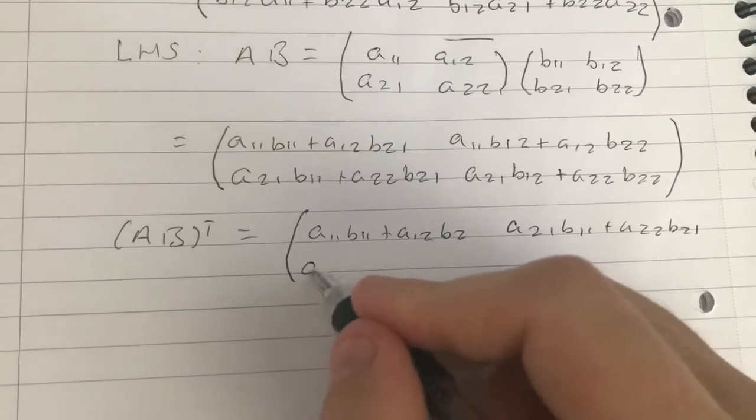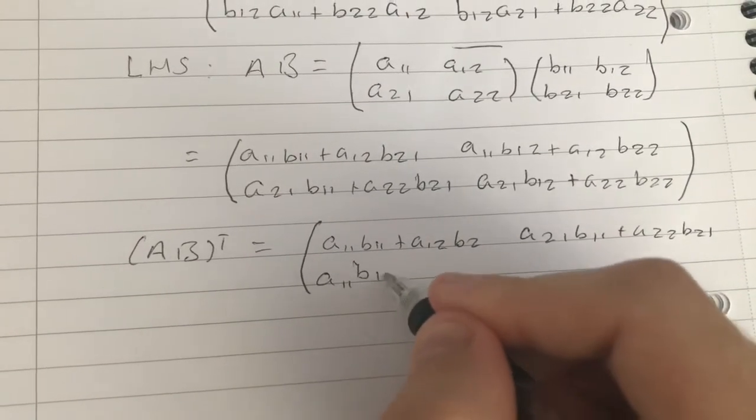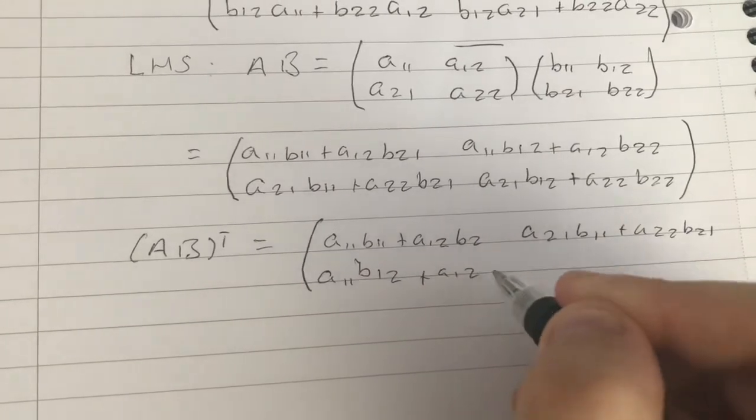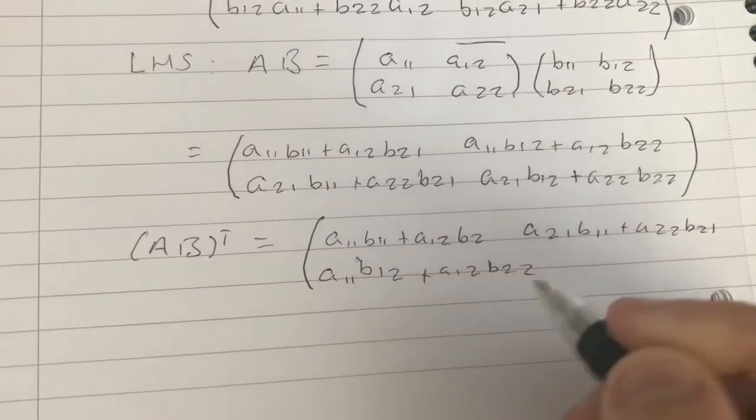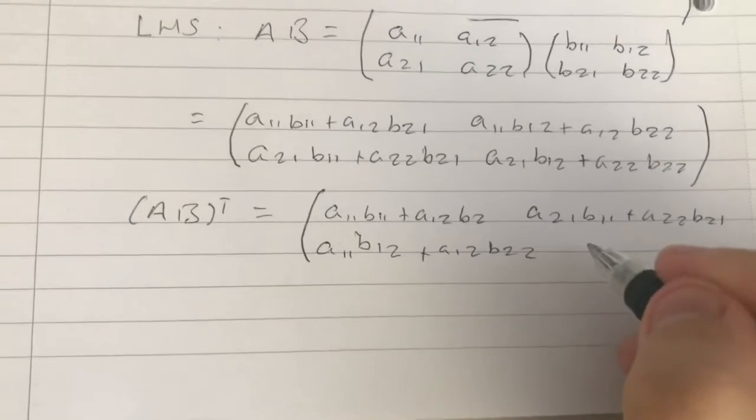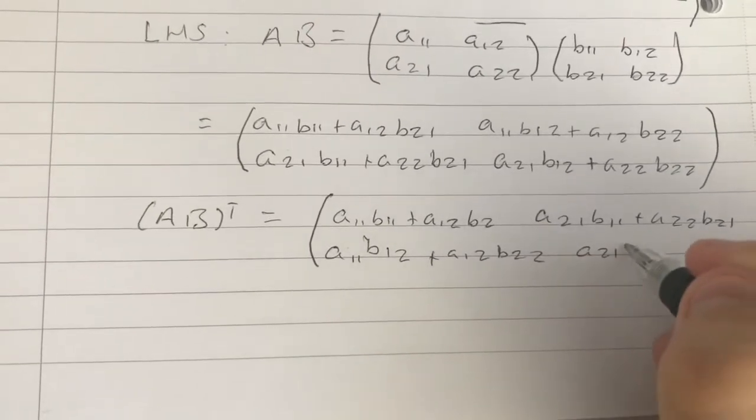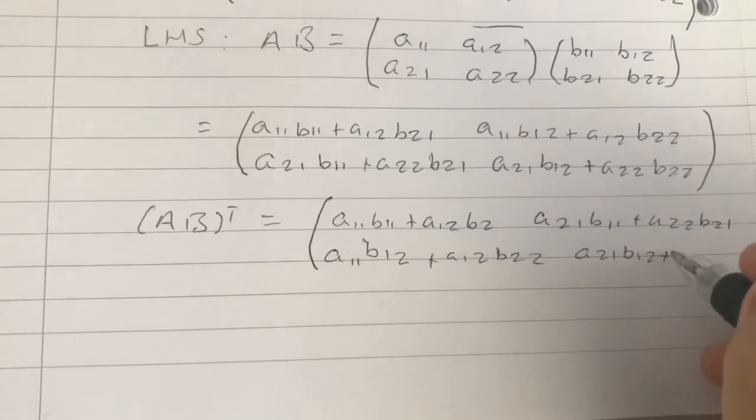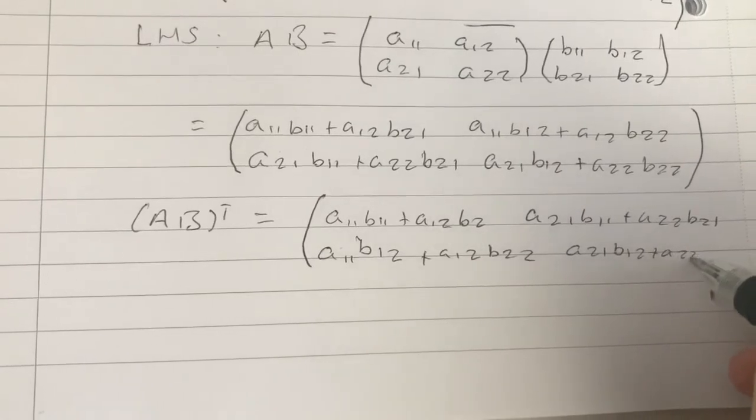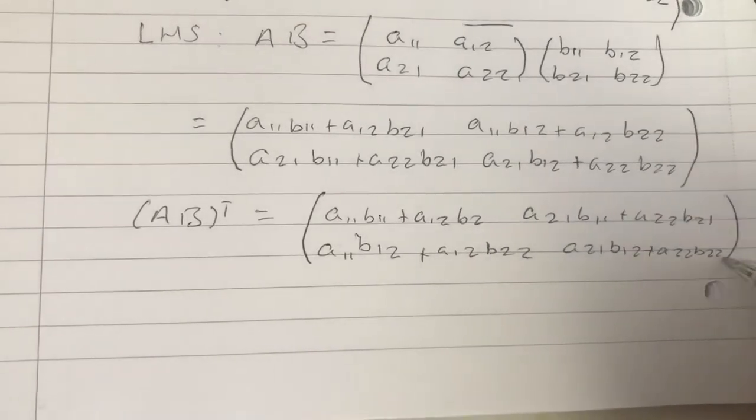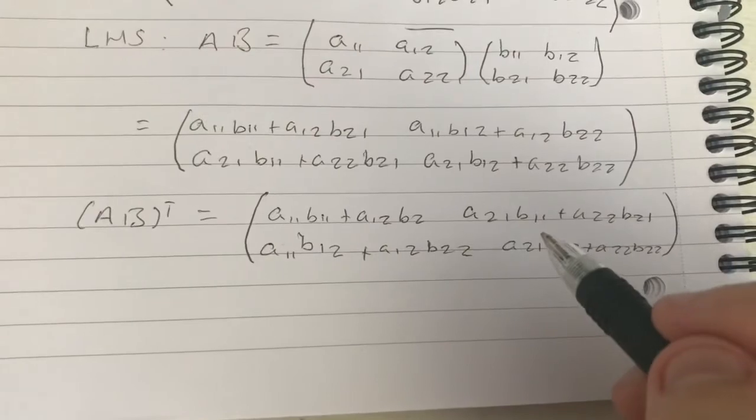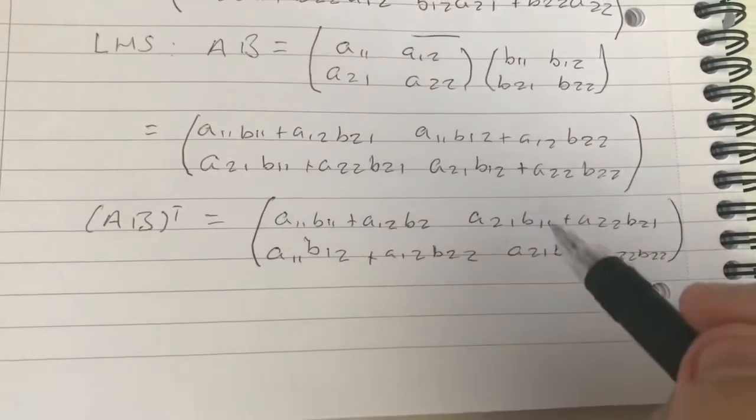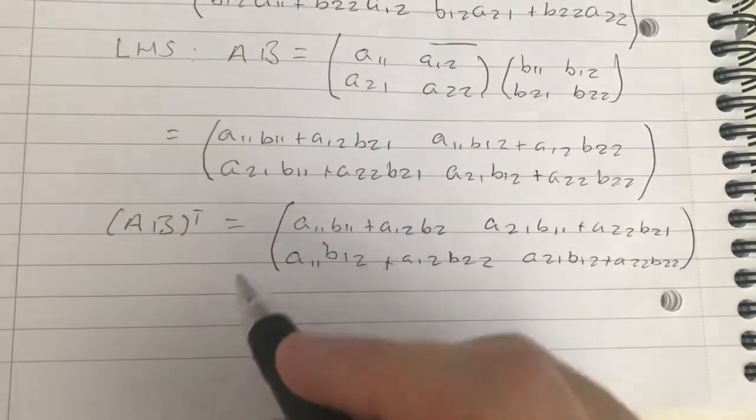Down the bottom here, we get A11, B12 plus A12, B22. And in the bottom, the diagonal elements stay the same, plus A22, B22. And if you look, you can actually see that these two matrices are the same.